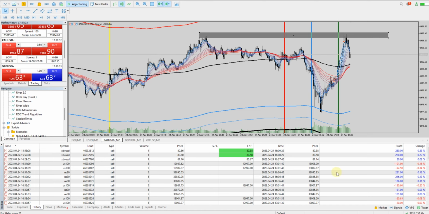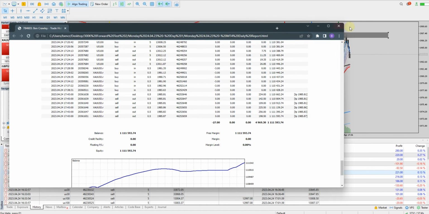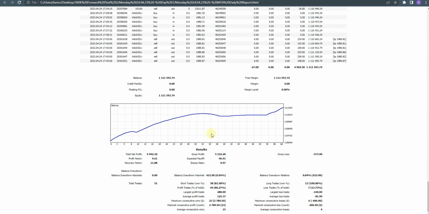But that's the session. This is what the graph looks like today. And so, 4942, nice trading, very controlled. I filmed everything, 86% win rate.